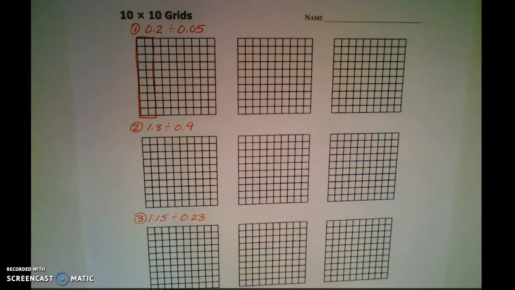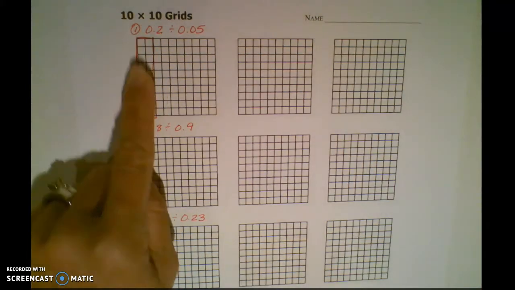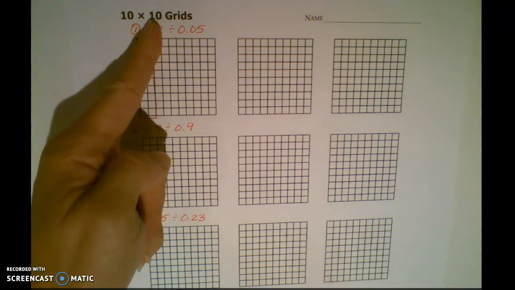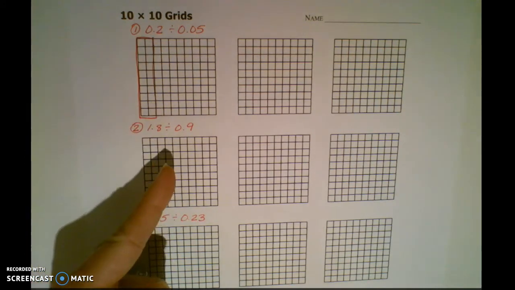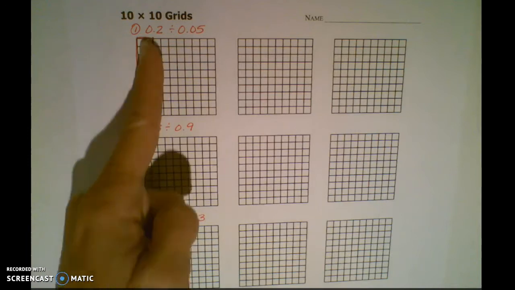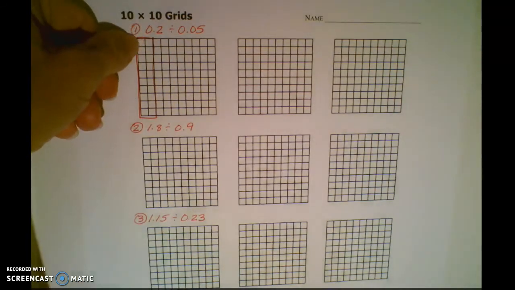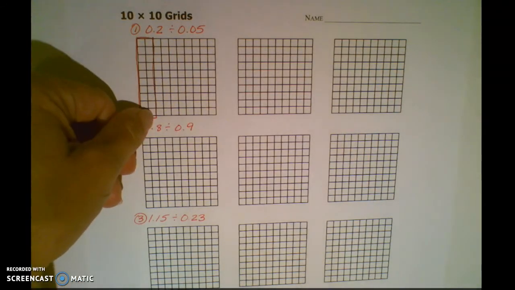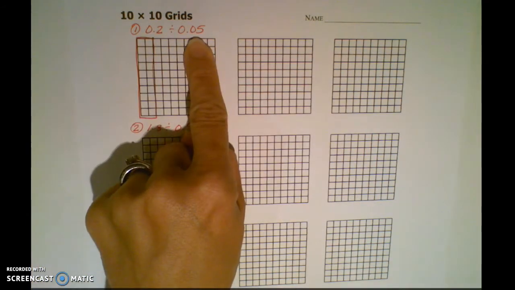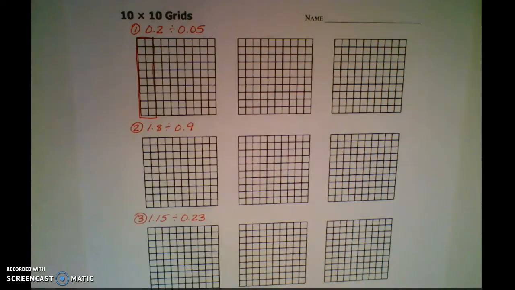So here we go. I've got 2/10, and remember a tenth is a full row or full column. So I chose to outline 2 full columns because each column represents 1/10. But I'm making groups of 5/100. So I'm really asking how many 5/100 fit in 2/10. Does that sound familiar? It should remind you of what we talked about when we were dividing with fractions. So let's look at that.